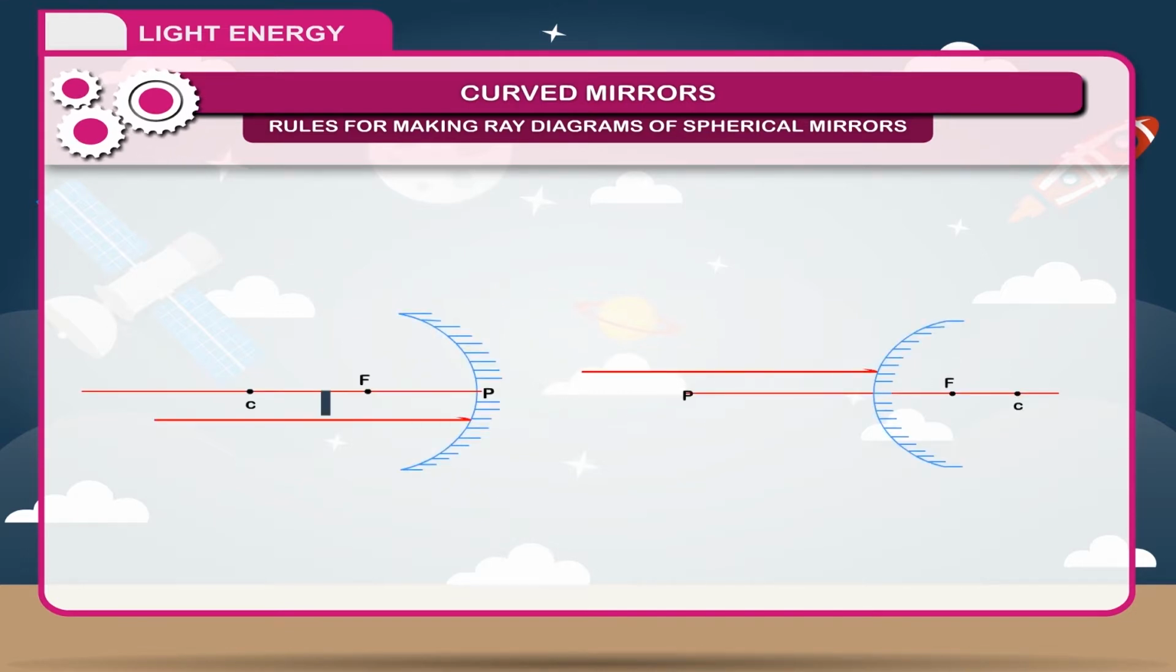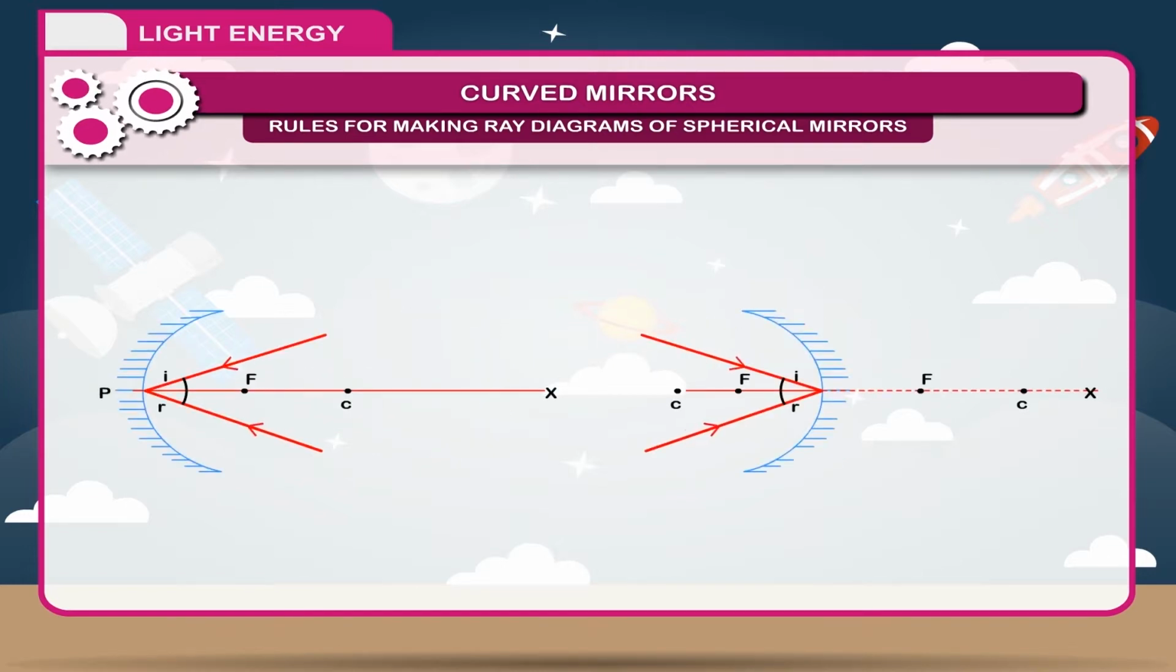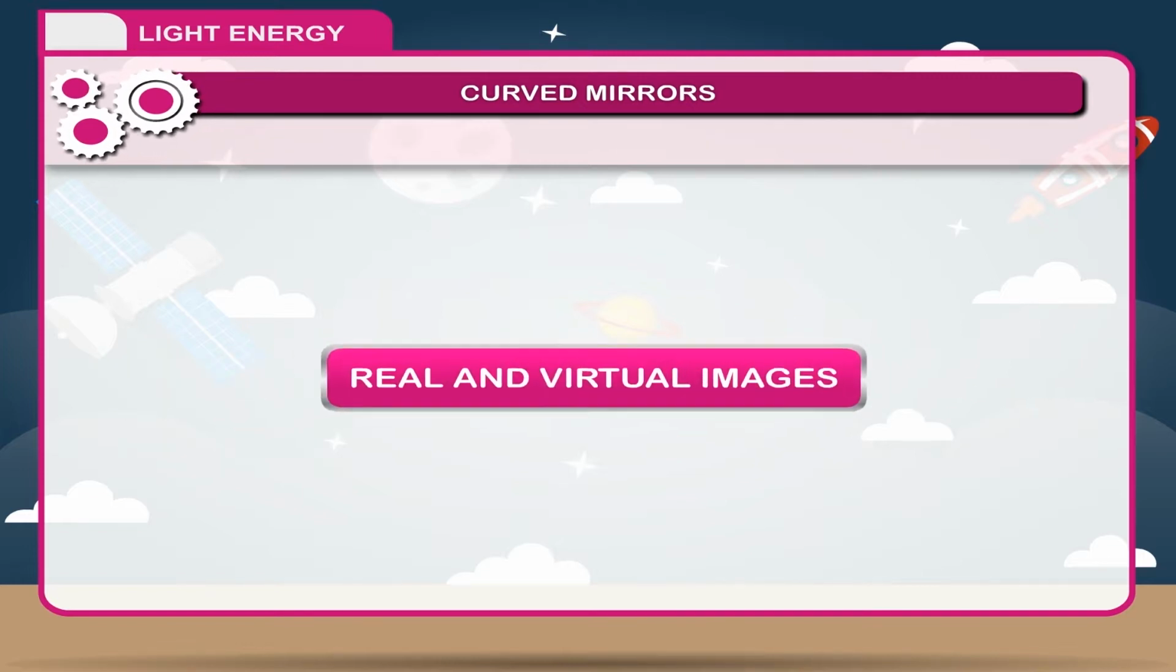2. A ray passing through focus is reflected parallel to the principal axis. 3. An incident ray passing through the center of curvature is reflected back along the same path without any deviation. 4. An incident ray falling at the pole of the mirror is reflected back, making the angle with the principal axis equal to the angle of incidence.